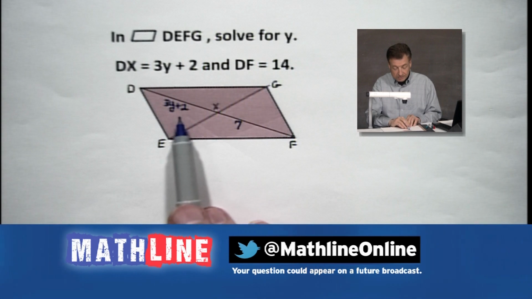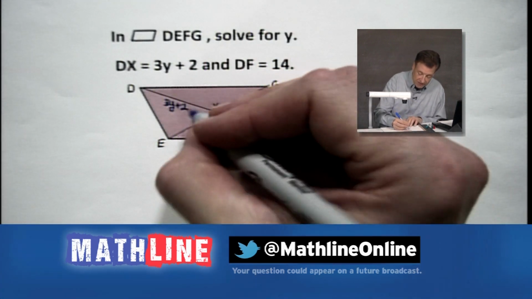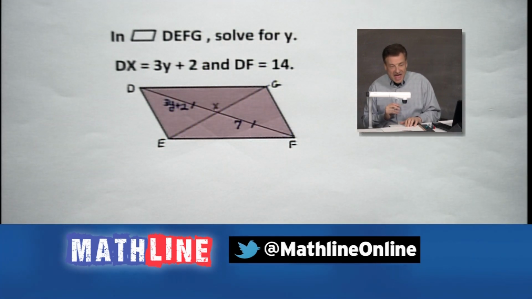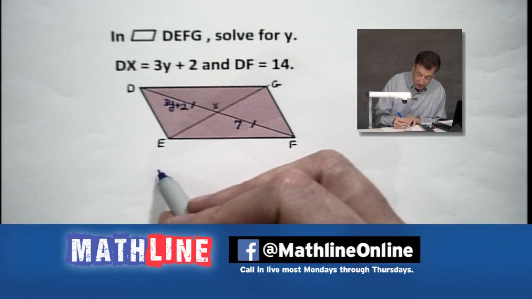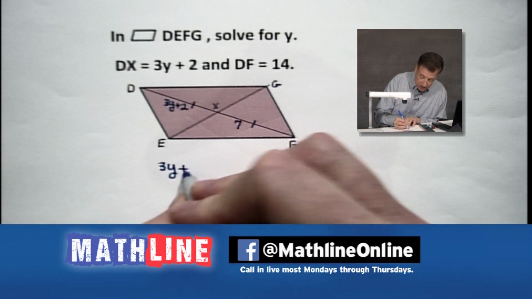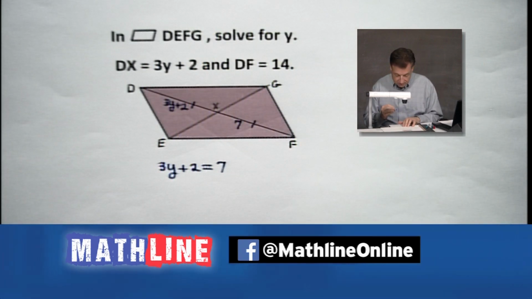We could say 3y plus 2 plus 7 equals 14, but that's kind of redundant because we have a little property here, a little theorem, however you want to call it, that says they are actually equal because the diagonals bisect each other. So let's do it. Would it be 3y plus 2 equaling 7? I think that would be correct.